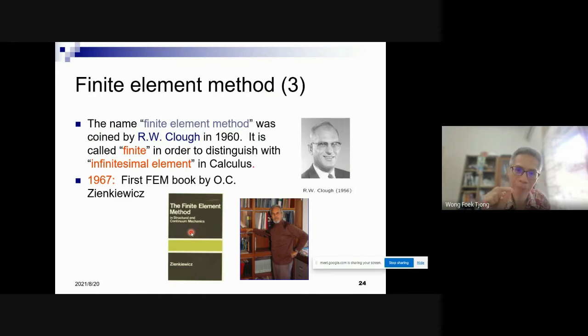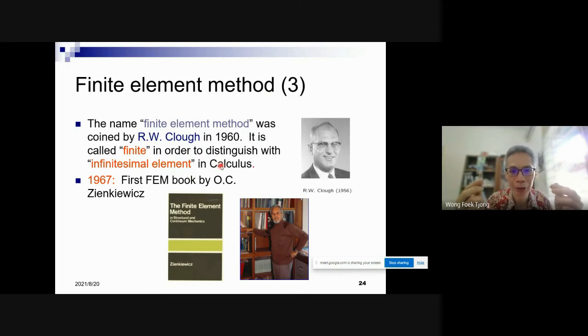And then the name of the finite element method itself was coined by Professor Clough in 1960. Professor Clough is a professor at the University of California in Berkeley. He is one of the famous figures in the area of earthquake engineering. If you have the book Structural Dynamics, it is by him, Clough and Penzien, right? He gave the name finite. Why? In order to distinguish it from the infinitesimal element in calculus. Because in calculus, we take a very small element and then take the limit, right?